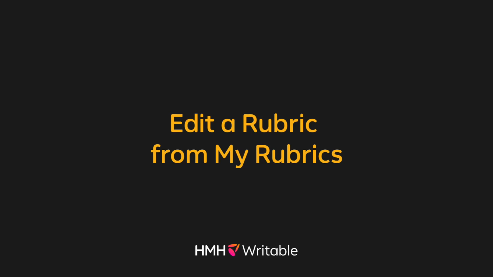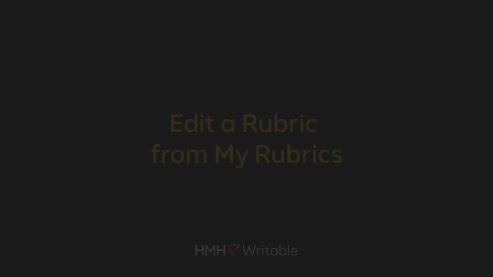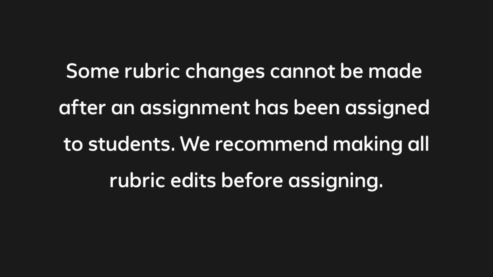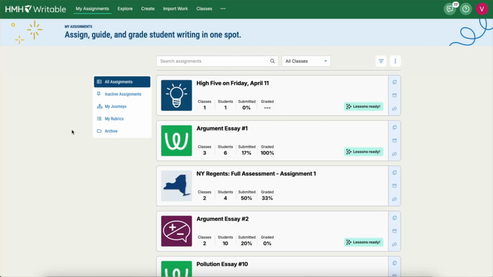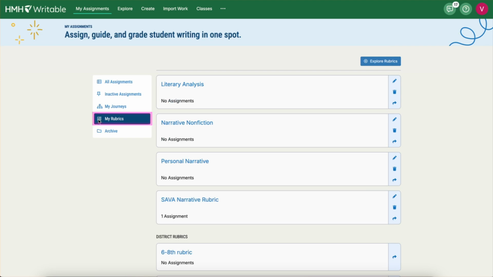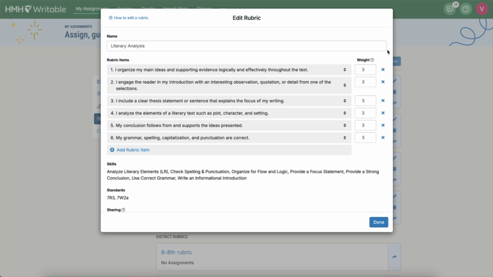Let's take a look at how to edit a rubric from My Rubrics. Please note that some changes to your rubric must be done before your assignment has been assigned to students. From the My Assignments page, click on My Rubrics. Then click the pencil icon next to the rubric that you want to edit.